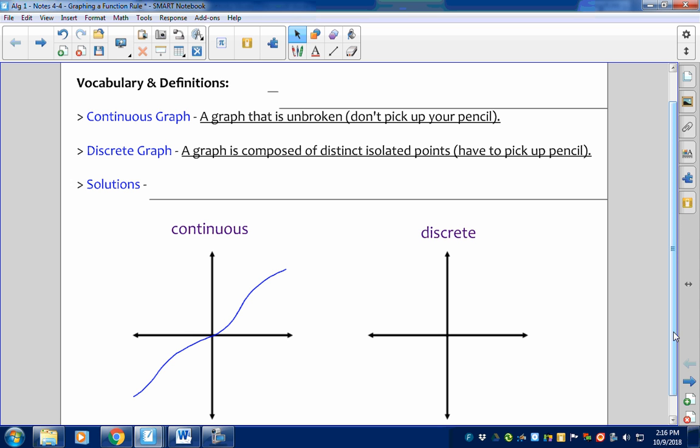My suggestion was you're going to have to memorize the perfect squares, the perfect cubes, the ones that go up exponentially.